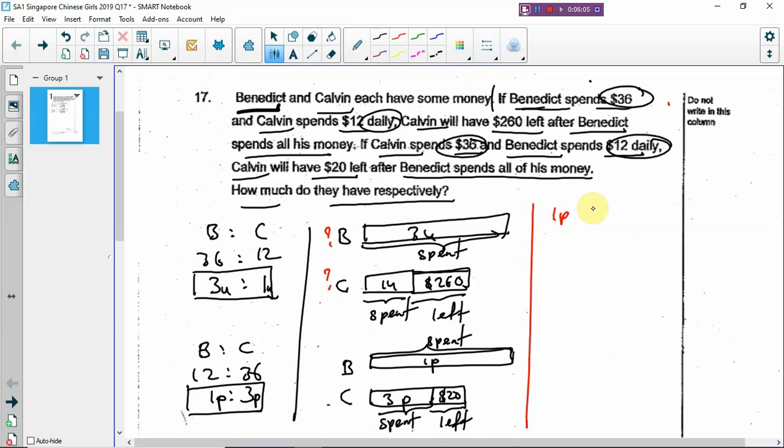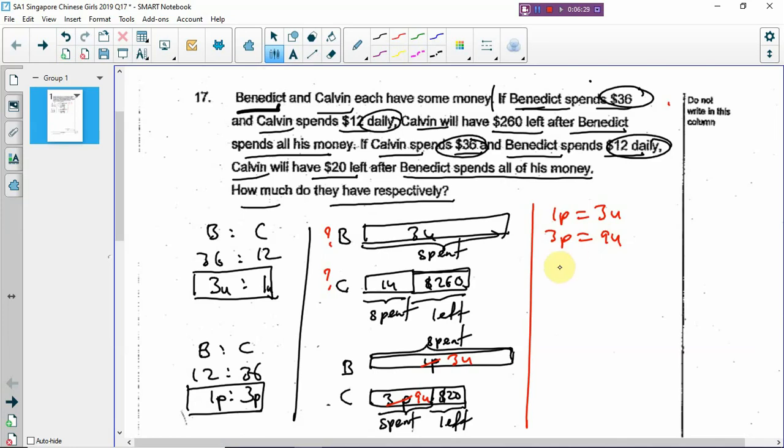There is one part which is the same as 3 units. So you compare the same person. So one part is 3 units. And if one part is 3 units, then three parts will be 9 units. And you just put inside the model. And now you compare Kelvin. Just now you compared Benedict, now you compare Kelvin.